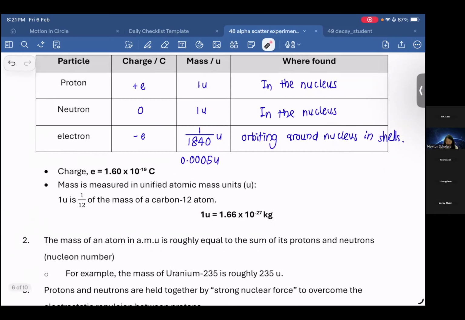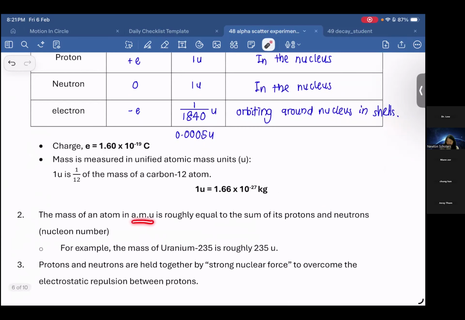Next, the mass of the atom in AMU. If you are studying SPM, we might use AMU, but actually it's the same, or sometimes we just say U. The mass of the atom in U is roughly equal to the sum of its protons and neutrons. So mass is almost equal to the nucleon number. So the mass will be 235 U.